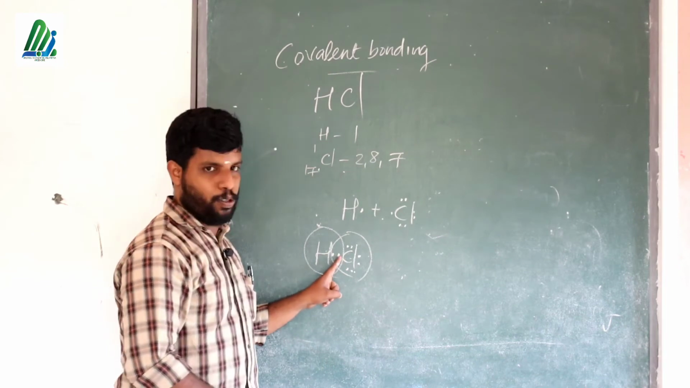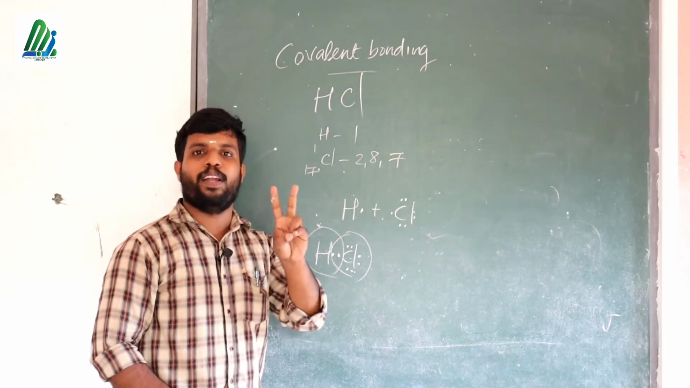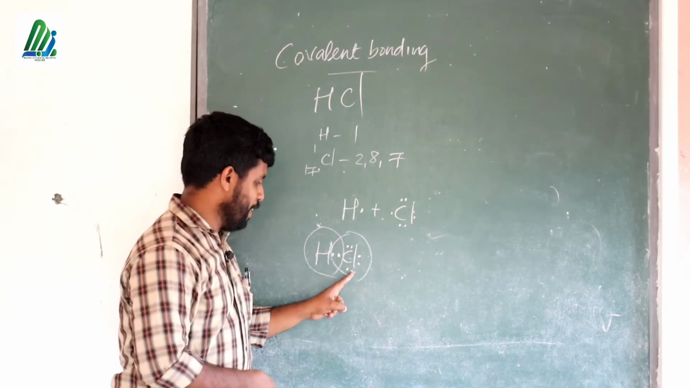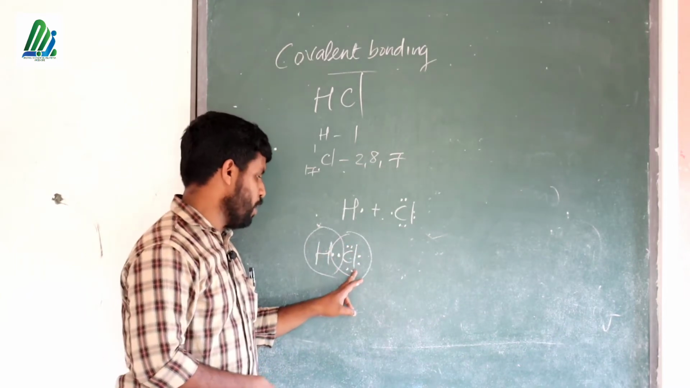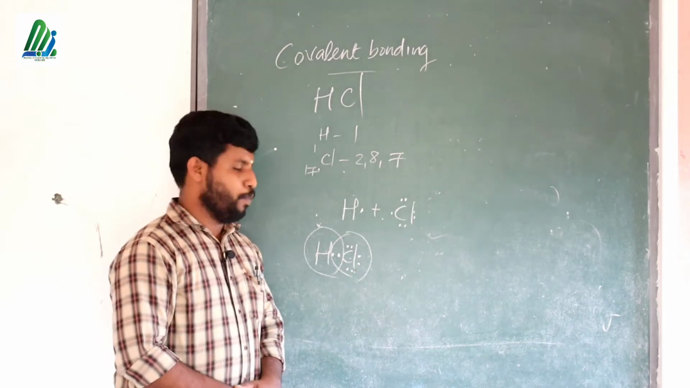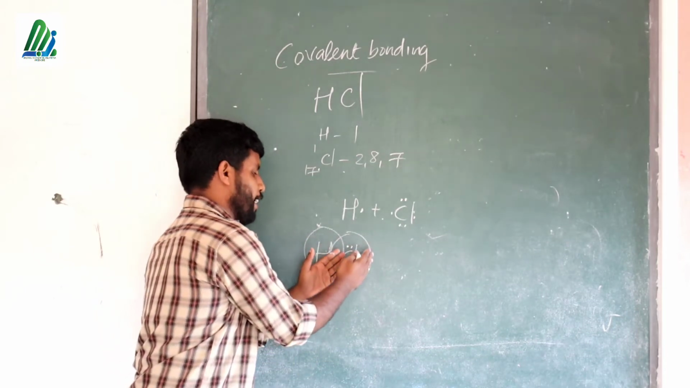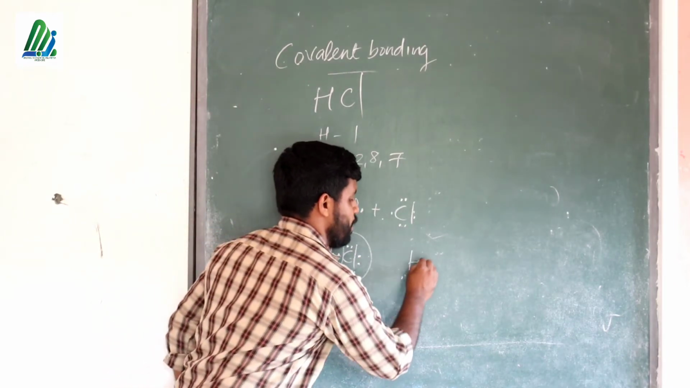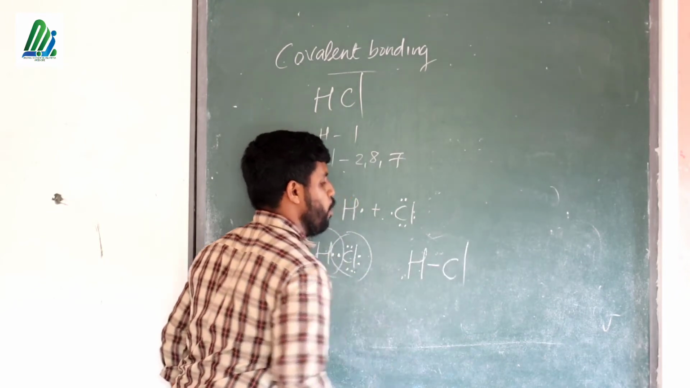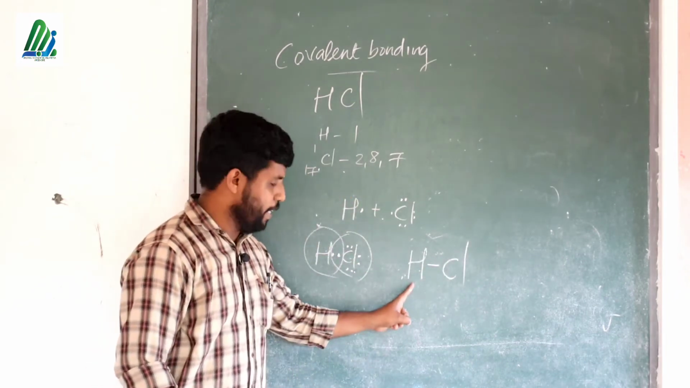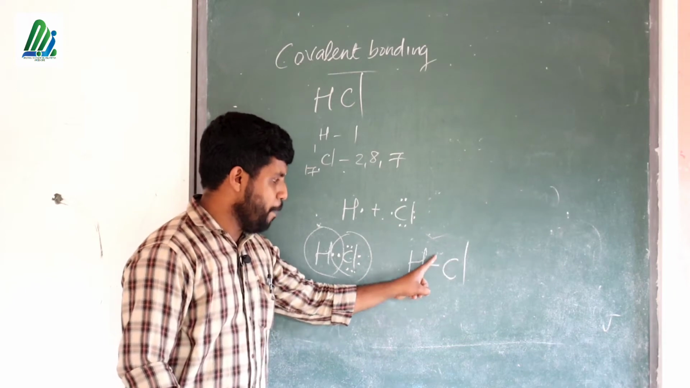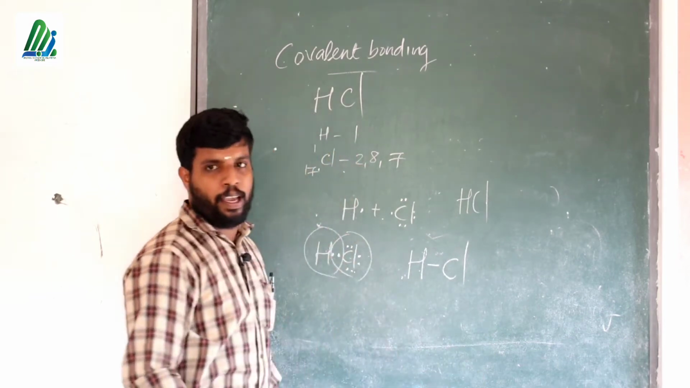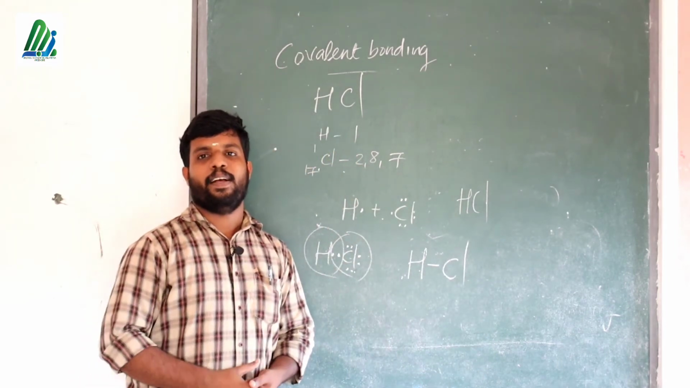So hydrogen has 2 electrons. Hydrogen has only 1 shell that requires 2 electrons to attain stability. Then chlorine 2, 4, 6, then here 2 electrons. 8 electrons are there for the chlorine atom. So stability is attained by chlorine and hydrogen. They share 1 pair of electrons. How can you represent it? By using the symbols H single bond Cl. Hydrogen and chlorine share 1 pair of electrons, and we represent the compound as HCl.